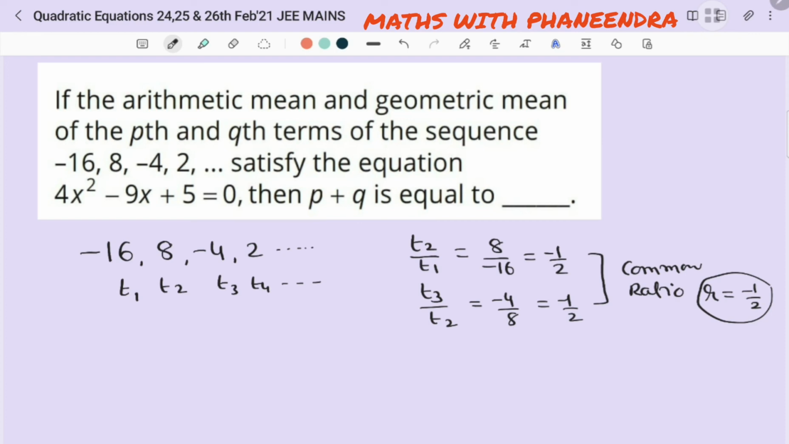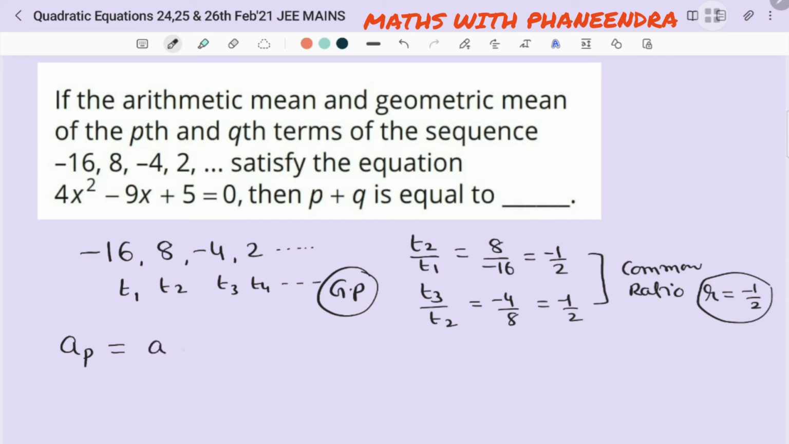Common ratio, we got it. r is equal to minus 1 by 2. The common ratio is there, which means absolutely it is in geometrical progression. So the geometrical series, it is in GP. In this geometrical progression, the pth term and qth term we can write. So a_p is equal to the pth term of GP.